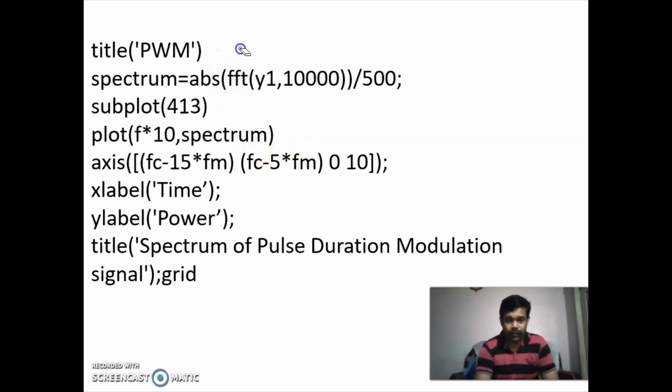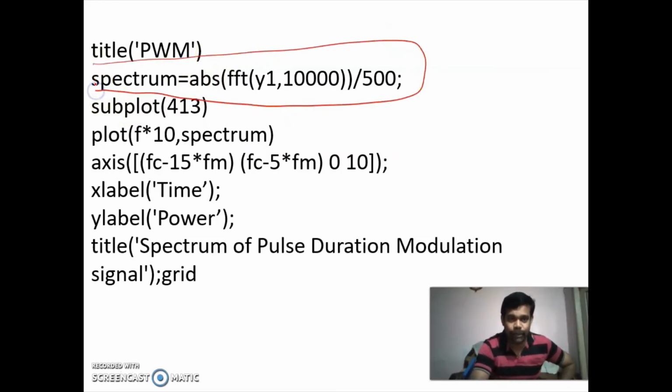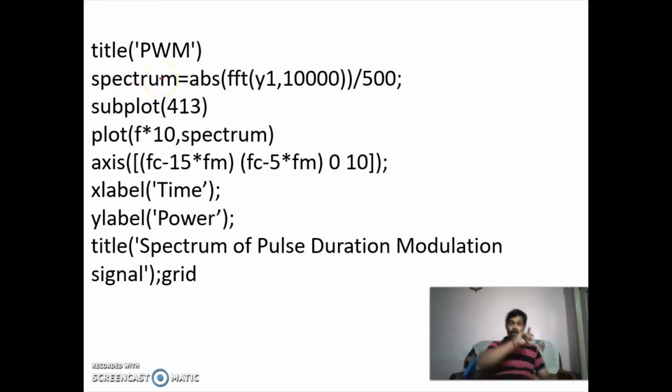Then finally we are going to find the spectrum. So already we have modulated the signal. Y1 is the modulated signal. Taking the FFT of that y1 will give the frequency information, and you are taking the absolute value, so you will be getting the spectrum. The x-axis of the spectrum is frequency.